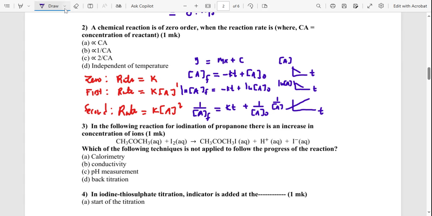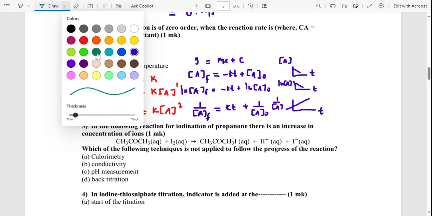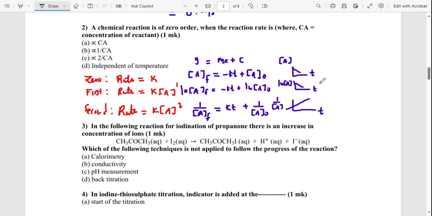Another important thing that you need to know about this is the half-life, the equation for the half-life. Half-life is the time it will take for the concentration that you have to decrease by half. So if you have got a concentration of 100, for it to reach a concentration of 50, what should be the time it would take? That is what we call half-life.